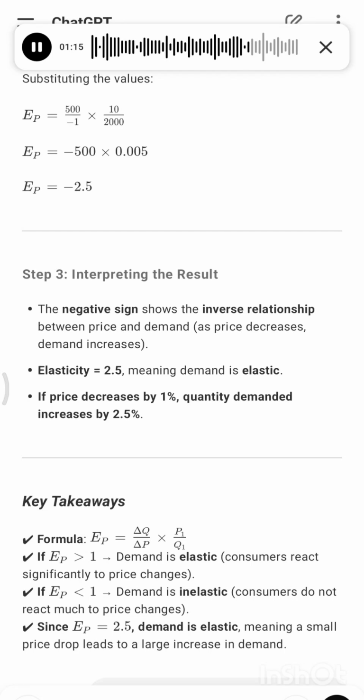Key takeaways. Formula: EP equals ΔQ/ΔP times P1/Q1. If EP is greater than 1, demand is elastic, consumers react significantly to price changes. If EP is less than 1, demand is inelastic, consumers do not react much to price changes. Since EP equals 2.5, demand is elastic, meaning a small price drop leads to a large increase in demand.